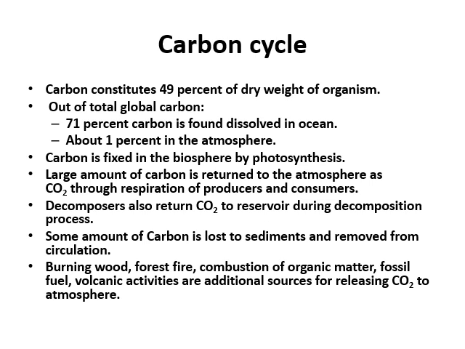Carbon cycle. Let's discuss some of the points. Carbon constitutes 49% of the dry weight of organisms. Out of the total global carbon, 71% is found dissolved in the ocean, and about 1% is present in the atmosphere. How is carbon fixed? We just discussed that it is fixed by photosynthesis. A large amount of carbon is returned to the atmosphere as CO2 through respiration and by the decomposition process.